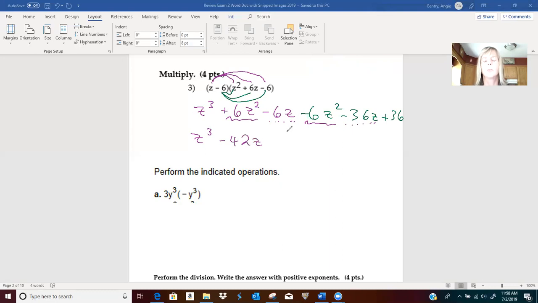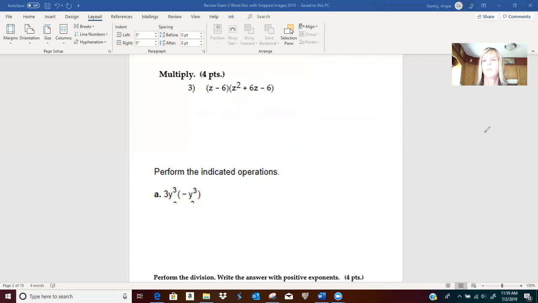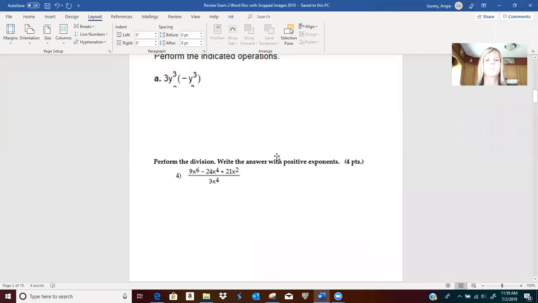Now remember, when you're combining like terms, you don't change the exponents, okay? And then you have a 36 hanging there. That's the end of that one. So hopefully all this helps. I need a mouse. Okay.